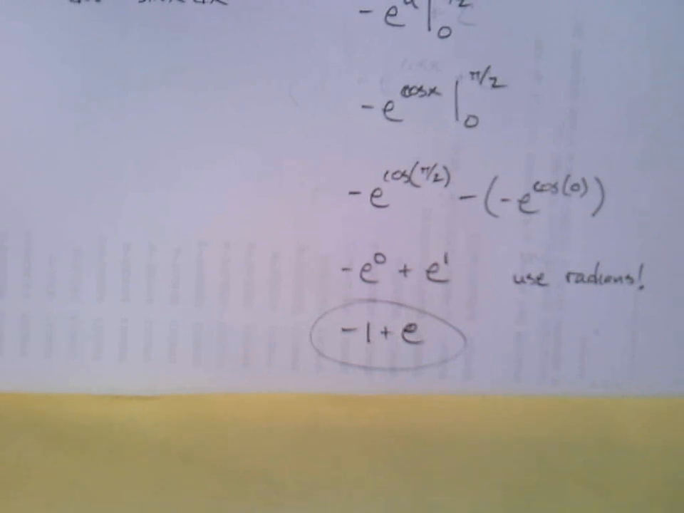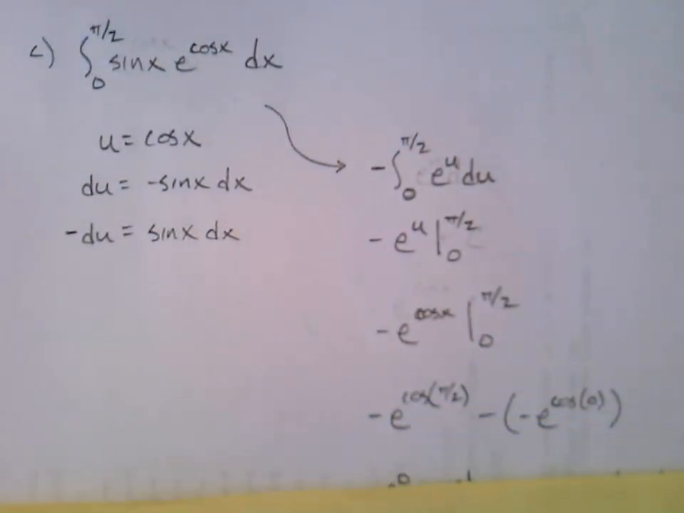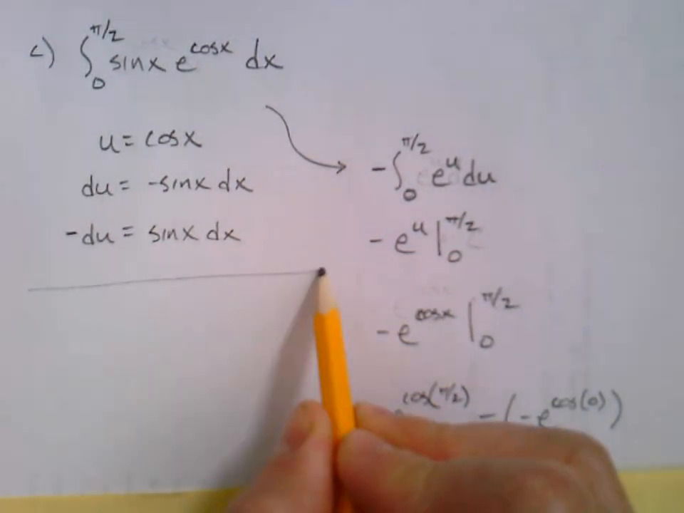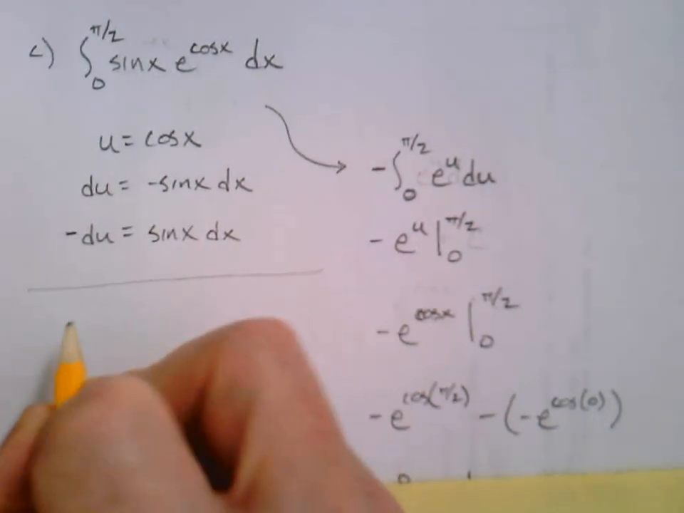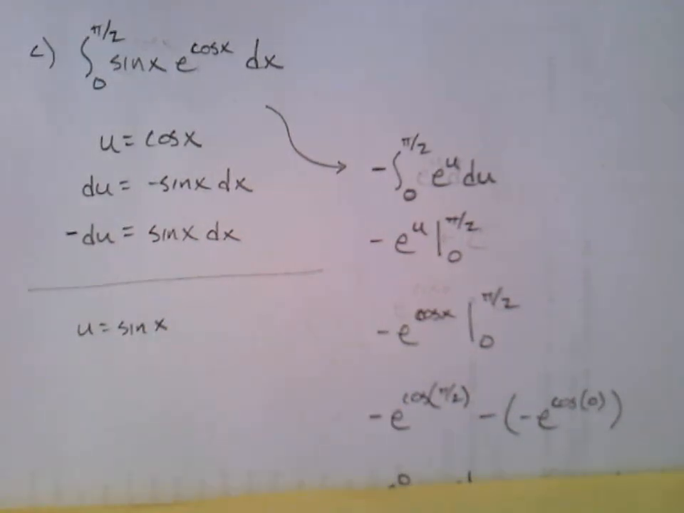Actually works out really nicely. It looked pretty bad at the beginning, but it plays out well. Okay, so maybe you're thinking, all right, I see that, but maybe I'd like to see the other side. What if we had made u sine x? What would be so bad about that? I kind of mentioned that sort of quickly earlier.